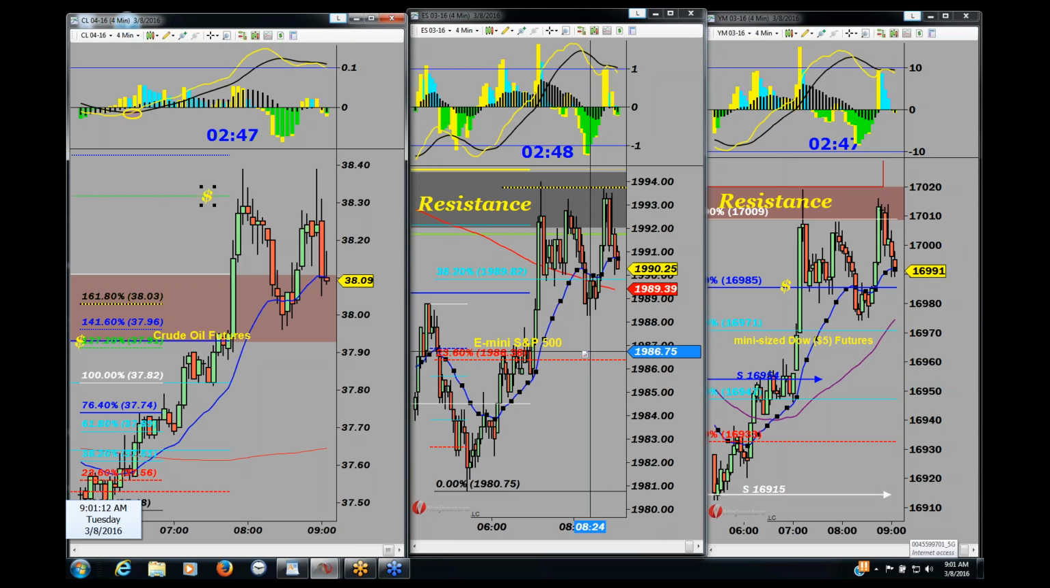So we're looking for this market to push back down here to 1987 if support cannot hold. That's on your ES, the chart in the center.